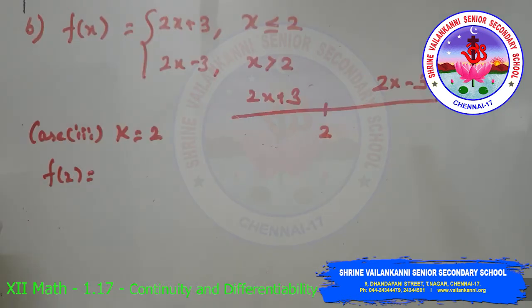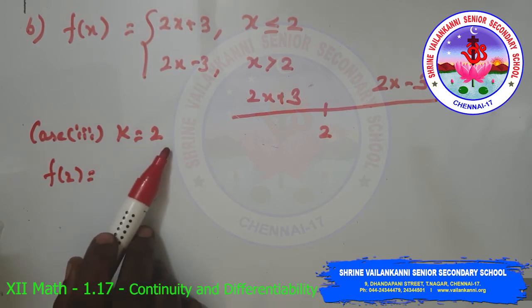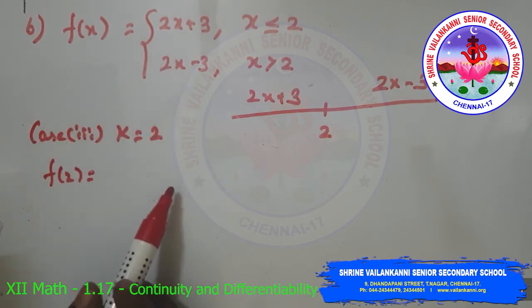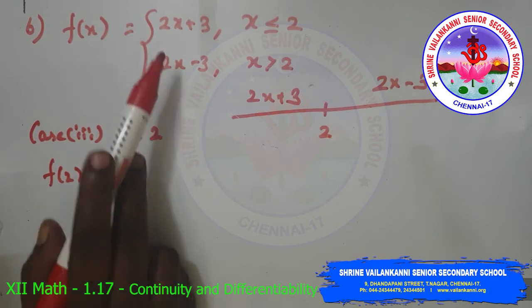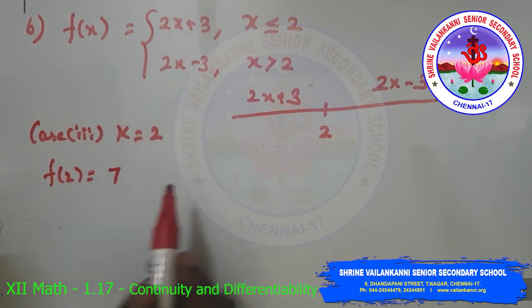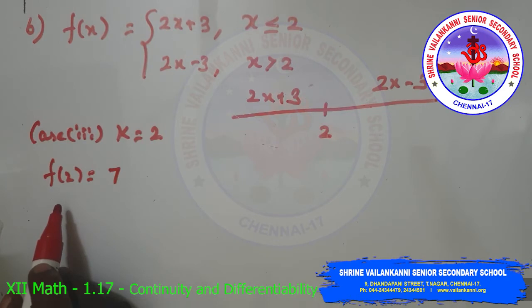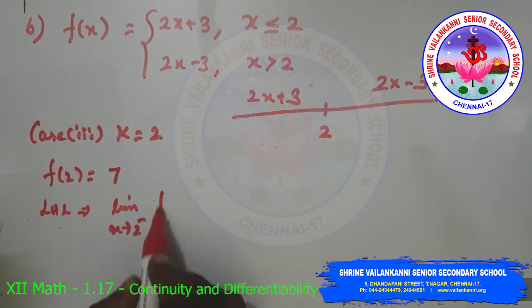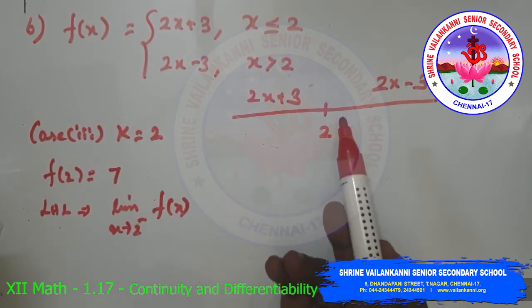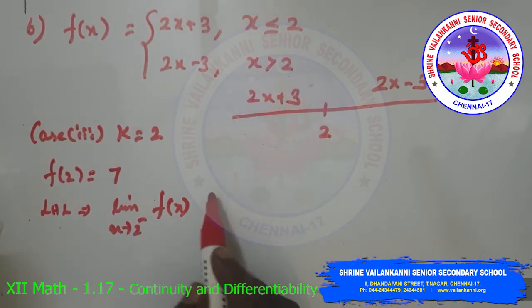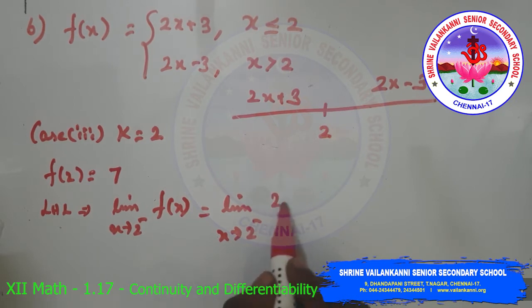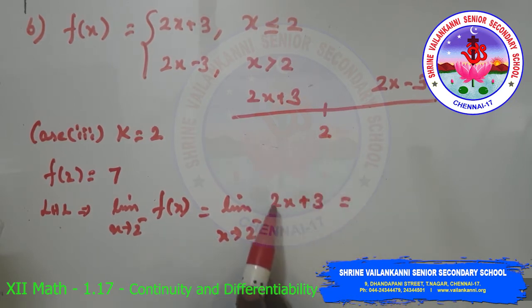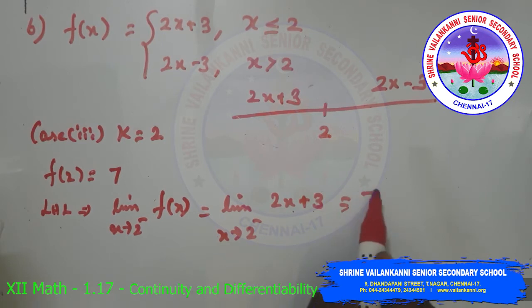Consider the third case, k equal to 2. So f of x is 2x plus 3, so f of 2 is 2 into 2 plus 3, which is 7. Now we have to find the left hand limit and right hand limit. So left hand limit, which is limit x tends to 2 minus f of x. To the left of 2 we have 2x plus 3, so limit x tends to 2 minus of 2x plus 3 is equal to 2 into 2, 4, 4 plus 3 is 7.